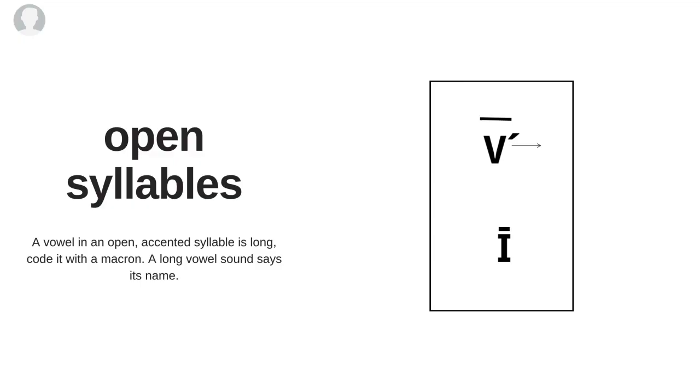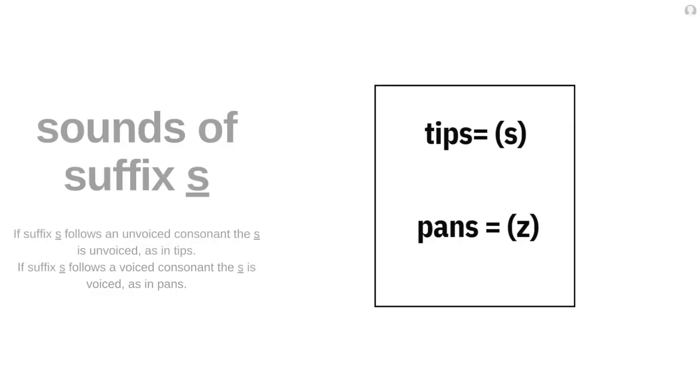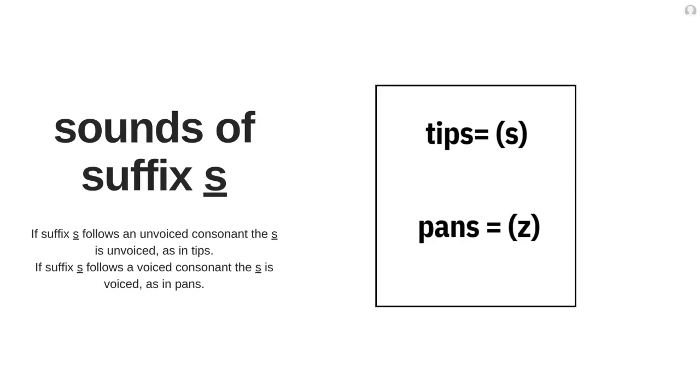Open syllables. A vowel in an open, accented syllable is long, coated with a macron. A long vowel sound says its name. Closed syllable. A vowel in a closed syllable is short, coated with a breve. This is the short vowel sound. Sounds of suffix s. If suffix s follows an unvoiced consonant, the s is unvoiced, as in tips. S. If suffix s follows a voiced consonant, the s is voiced, as in pans. Z.